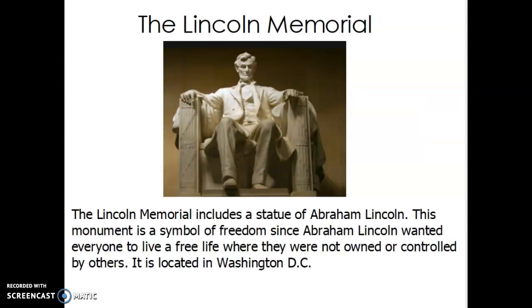The Lincoln Memorial. The Lincoln Memorial includes a statue of Abraham Lincoln. This monument is a symbol of freedom since Abraham Lincoln wanted everyone to live a free life where they were not owned or controlled by others. It is located in Washington, D.C.